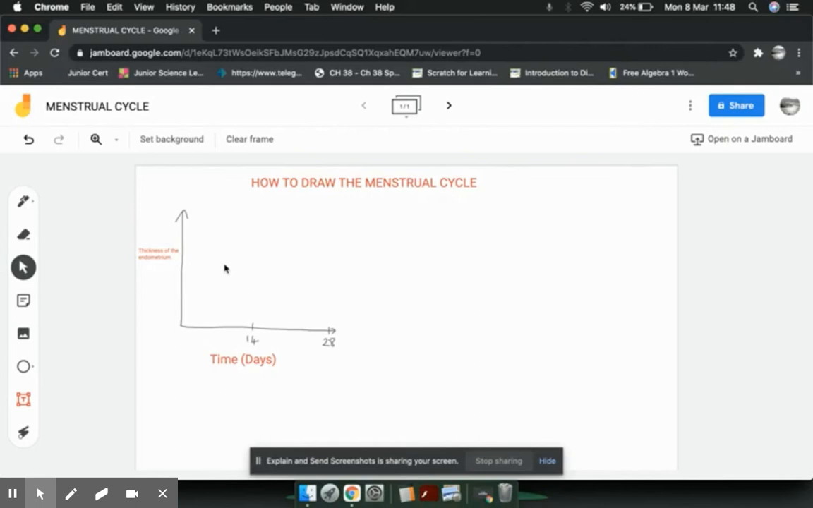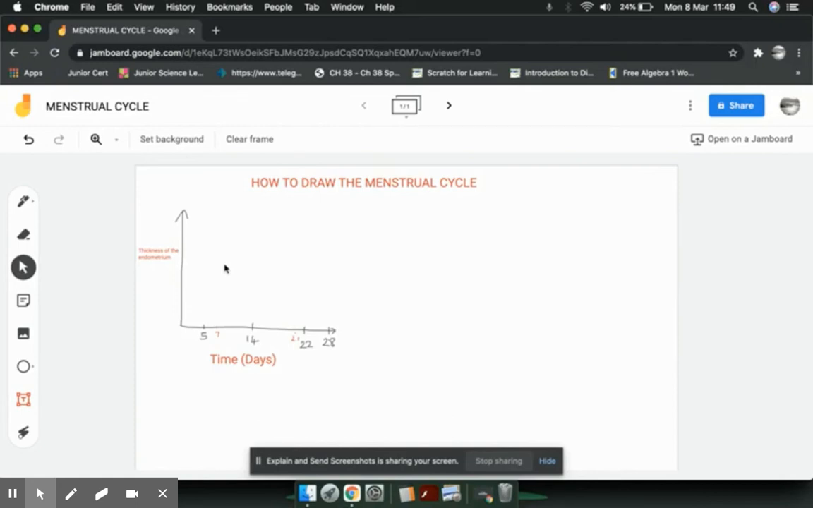The next thing then, if you think about it, we want to try to find day 5 on this x-axis. So if you found the halfway point there between 0 and 14, it's 7. So the 5 would come somewhere before that, so you can write in 5 before that. The next day, as I said, you want to find is day 22, because at day 22, in the menstrual cycle, if fertilization has not occurred, then the endometrium will start to break down again. So remember the halfway point there between 14 and 28 is 21, and 22 again will come after 21.